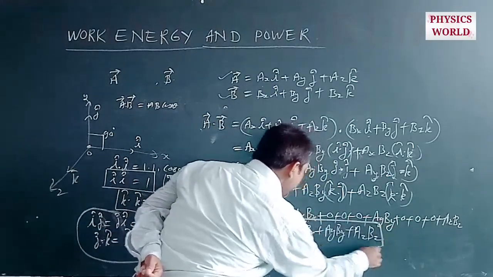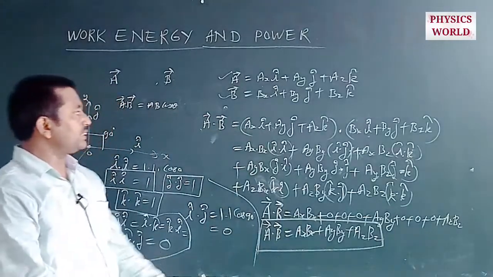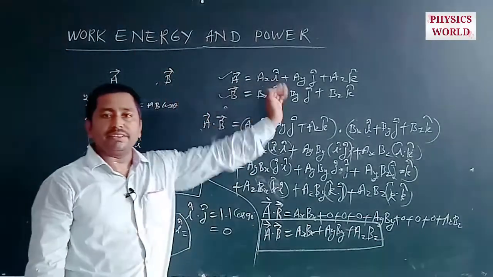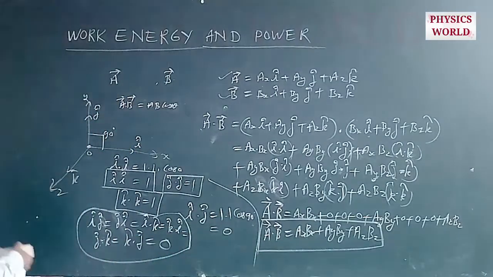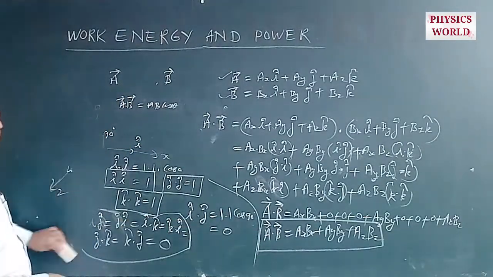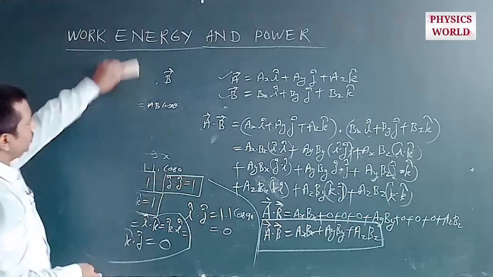So this is a simple concept of the dot product of two vectors in terms of x, y, z. It means its rectangular components. So let us solve some different numerical problems based on this formula.